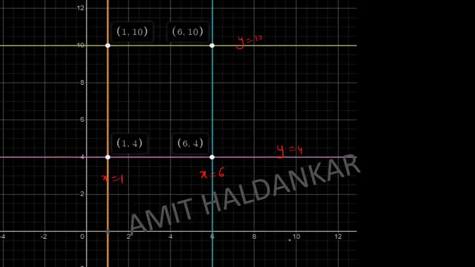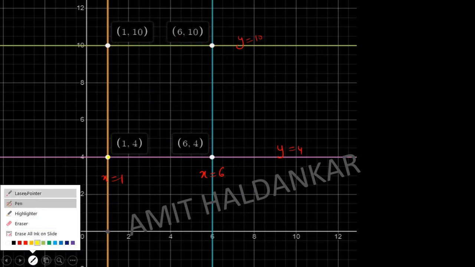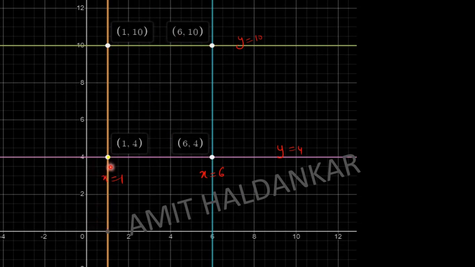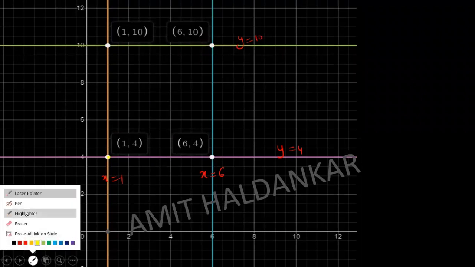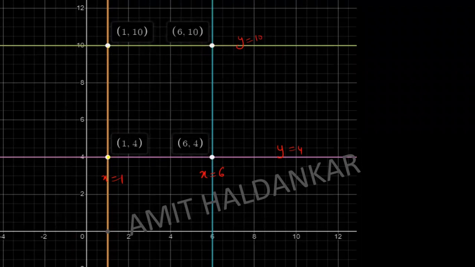And the four lines will intersect at four different points. And the diagram, as you can see over here, since they are intersecting at four different points, you are getting this point over here as 1, 4. This is 6, 4, 1, 10 and 6, 10. Now if I join these points, I get two diagonals over here.